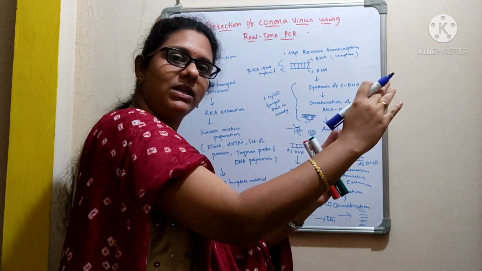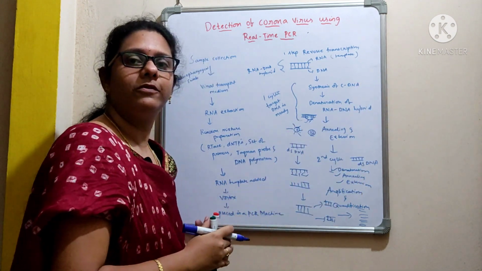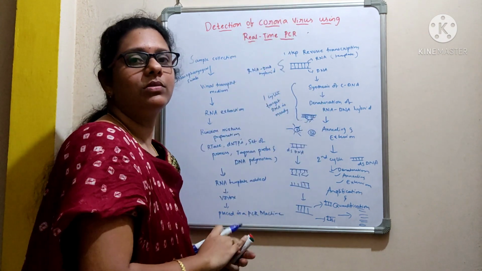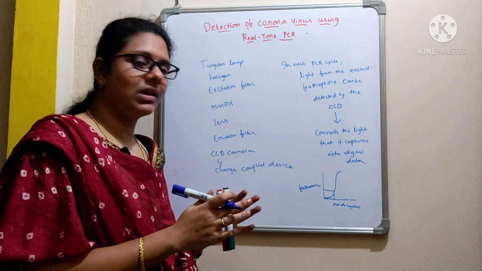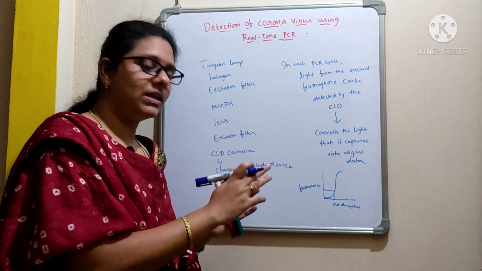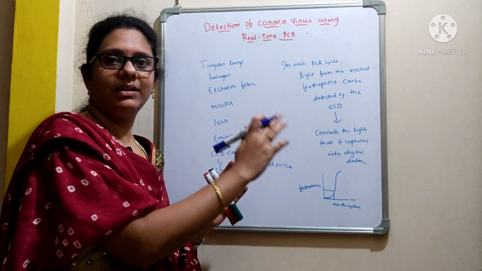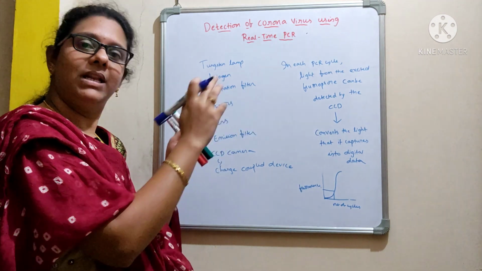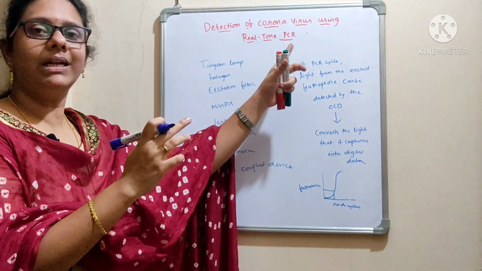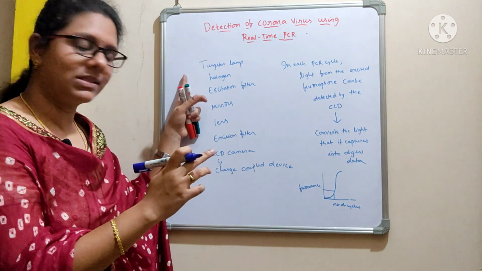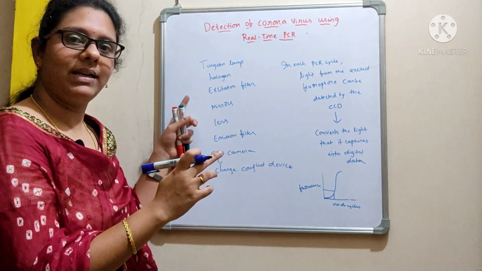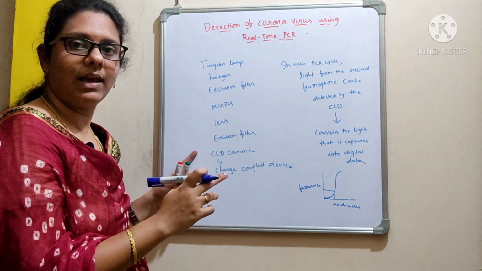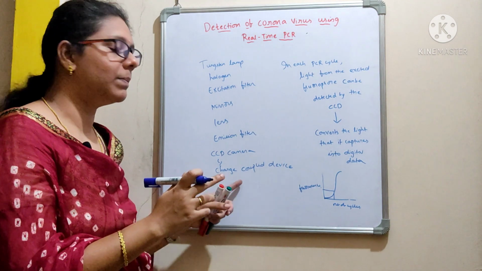So as the cycle proceeds, we get more copies of DNA. As we get more copies of DNA, the light intensity will also increase. As I told you just now, once the gene gets amplified, there will be an increase in the intensity of the light as well, right? So that light intensity will be captured. See here in this real-time PCR machine, you'll have a tungsten lamp, halogen source, excitation filter, mirrors, lens, emission filter and a CCD camera. CCD stands for charge coupled device.